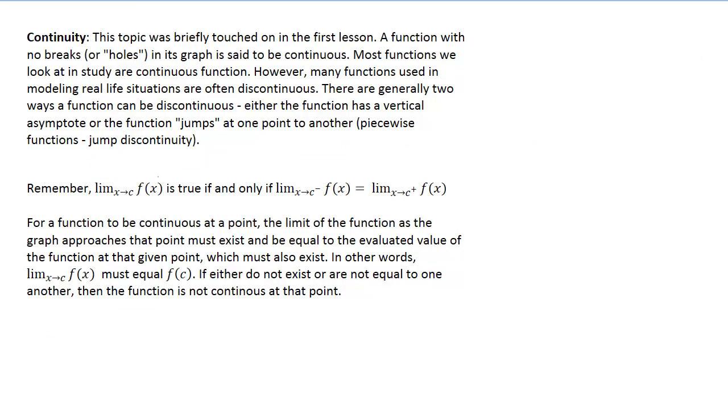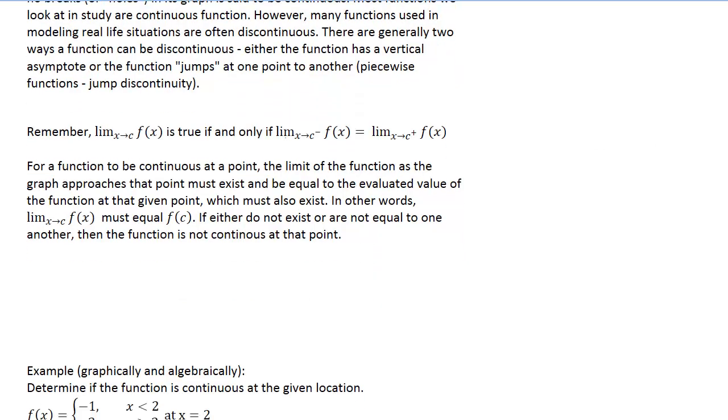And remember from the very first lesson that the limit as x approaches c of f of x is only true if the limit as x approaches c from the left is equal to the limit as x approaches c from the right. And if those are different values, you get a different value coming from the left than you do from the right, then the limit does not exist.